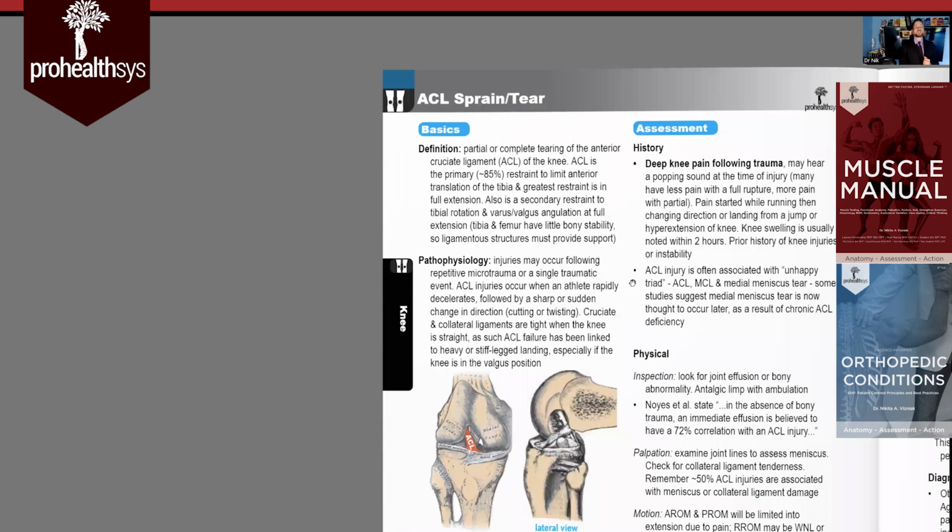So a couple of key things that we should get: partial or complete tear of the anterior cruciate ligament, the ACL, and this is inside the joint capsule. The ACL is the primary restraint for anterior translation of the tibia in relation to the femur, 85%. Now I'm going to show you a cadaver video here in a second that shows some of the other structures that maintain it, but its greatest restraint is in full extension. So when the leg is straight and we're in that tight packed position of the knee, we should be aware of that. Also, it is a secondary restraint for valgus and varus forces, and even twisting forces.